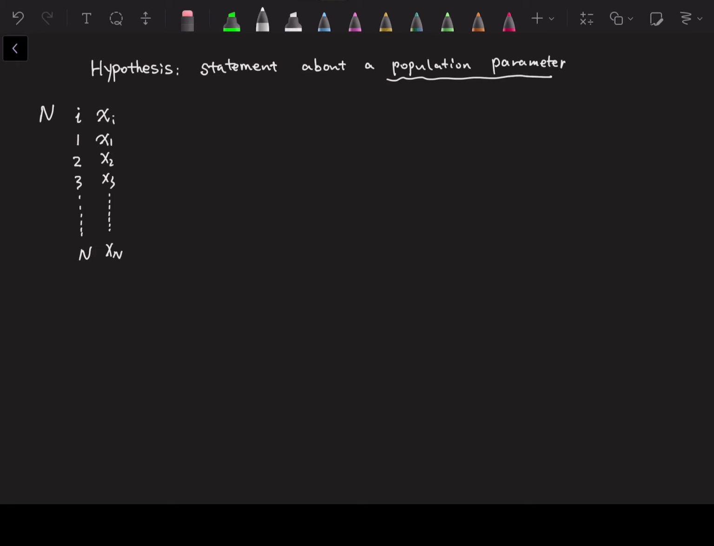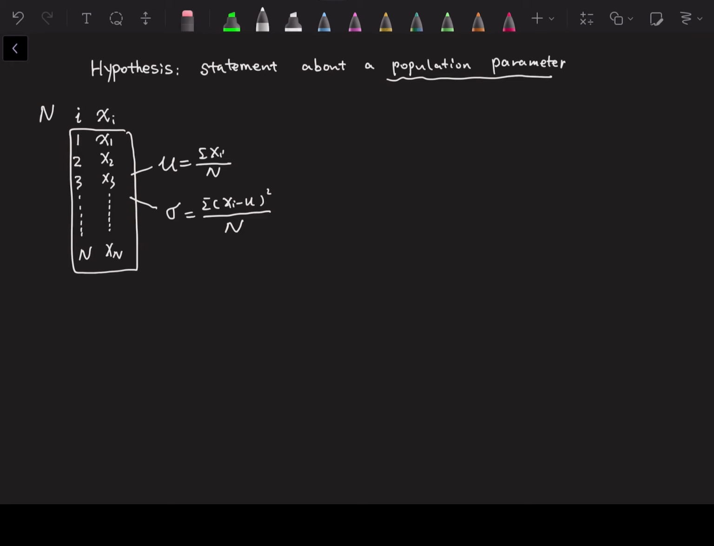Based on population data, you can compute some population parameters. For example, you can compute a population mean: simply sum all the values and divide by the number of observations. This is one population parameter. Or you can compute the population standard deviation, that is, the sum of squared differences between each value and the average, divided by population size. These are population parameters. A hypothesis is just a statement about a population parameter.